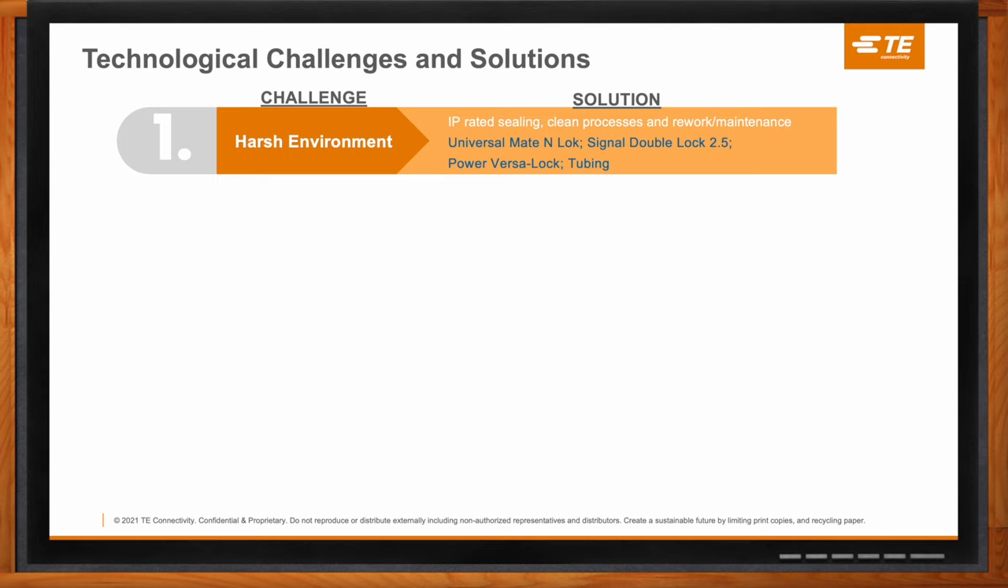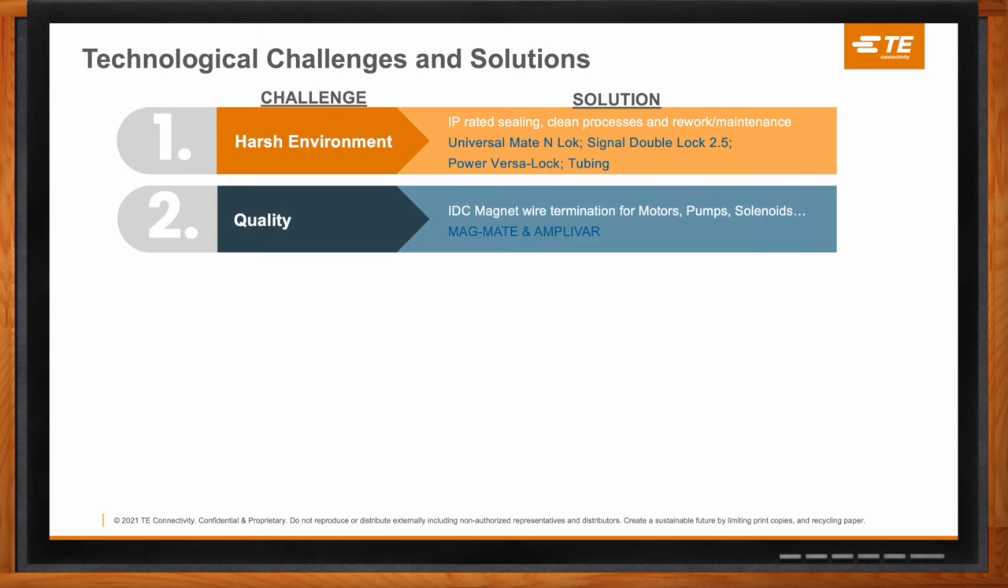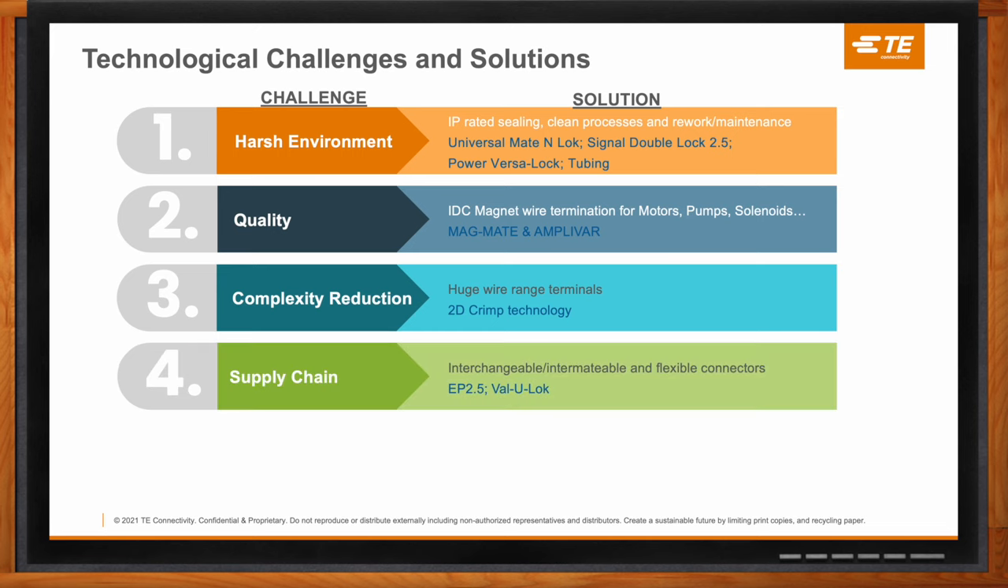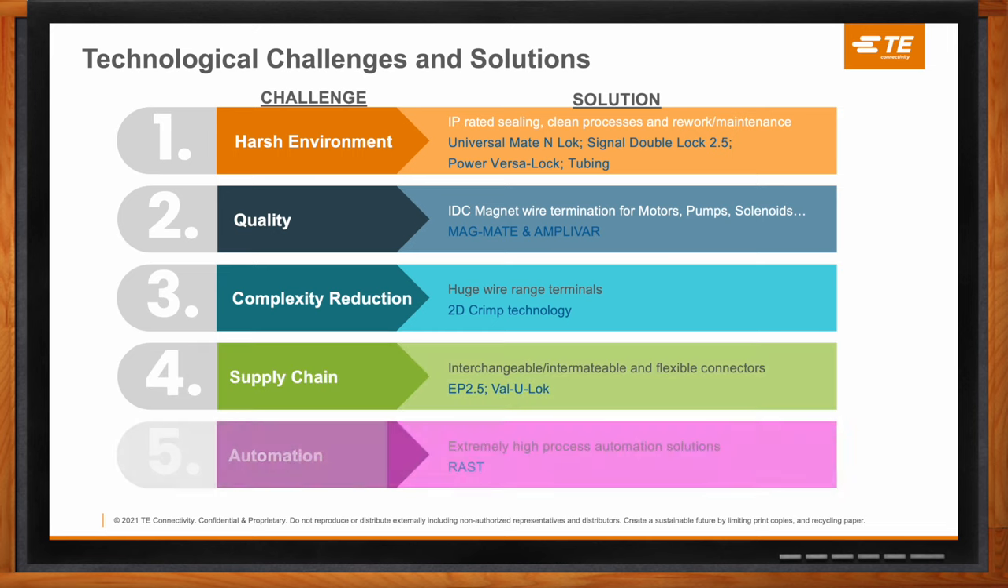So harsh environment usage for connectors and therefore harsh environment application of our products, research for quality at the right cost, then complexity reduction, lead time reduction and elimination of single sourcing dependence, and automation and simplification for reduction of the total cost of ownership. And we do have a solution or a set of products to propose to solve those challenges.